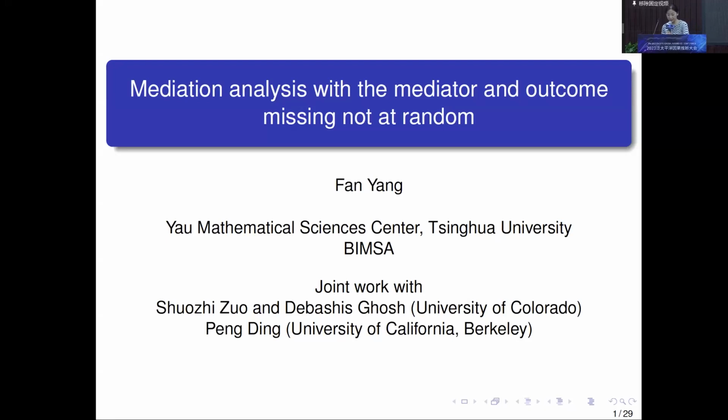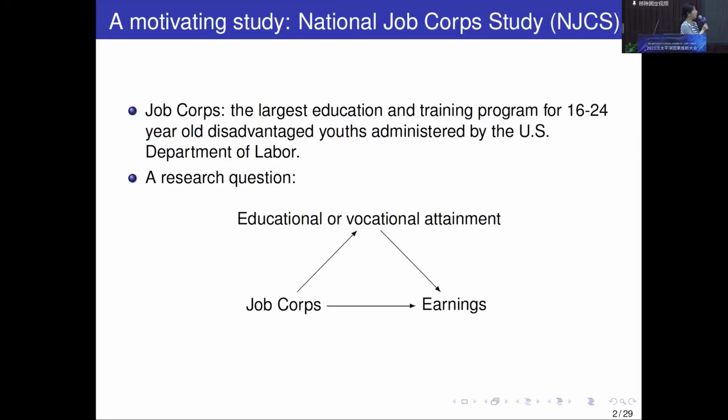Here is a motivating study, the National Job Corps study. Job Corps is an education and training program for the 16 to 24-year-old disadvantaged youth who were disconnected from school and work. And it is the largest education and training program administered by the US Department of Labor. In the Job Corps program, those youth were provided very intensive education and vocational training with a goal to improve their economic well-being.